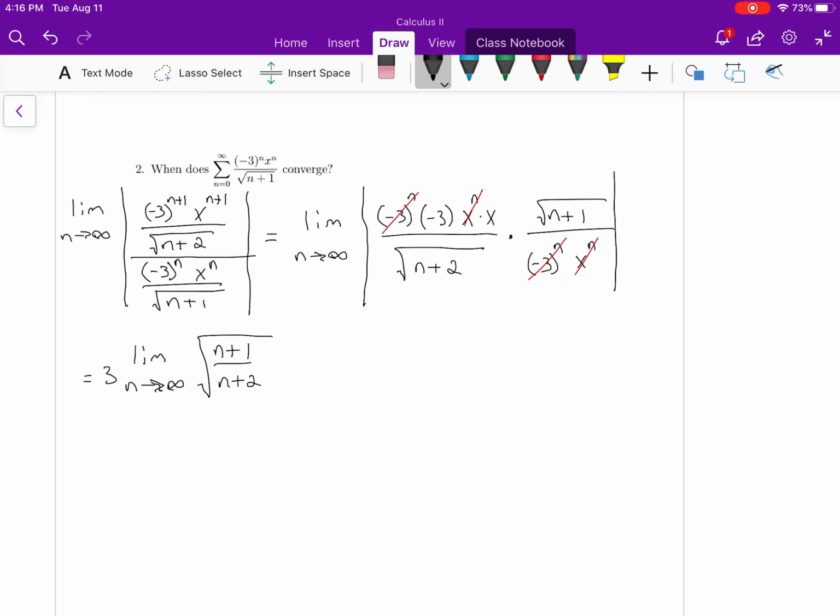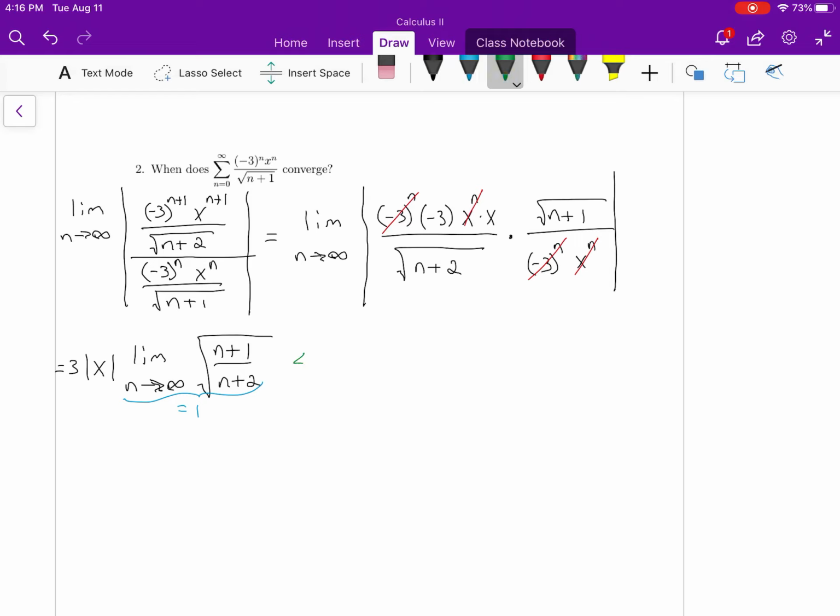And this, oh, and I lost an x. Let me make some space for that. The x can come outside the limit, still inside the absolute value signs, because we don't know what value x has. That's part of what we're looking for. And this limit is 1.